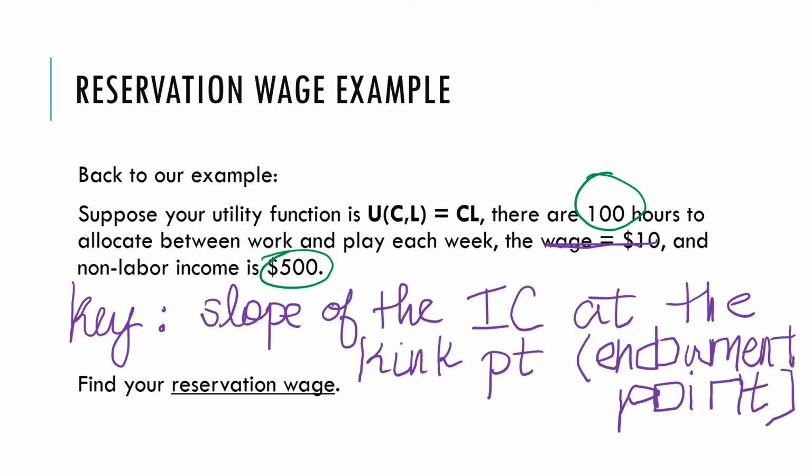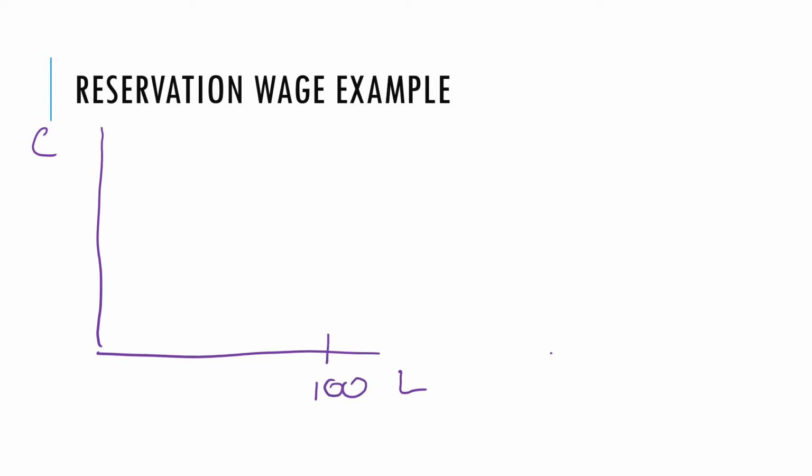So let me show you what I mean with a picture. Okay, let's picture consumption versus leisure. And we know from the previous example we had 100 hours to allocate. And we know that if you didn't work at all, you had $500 to spend. That's your endowment, basically. So we call that the endowment point. And we want to find the slope of the indifference curve at that point.